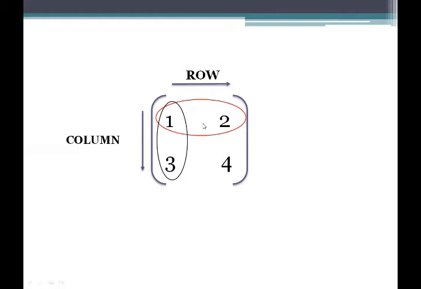The numbers that are written left to right are the rows, and the numbers that are written up to down are the columns. Okay, these are rows and these are columns. Again, I am repeating: numbers left to right, 1, 2, 3, 4 are the rows, and the columns are 1, 3, 2, 4.